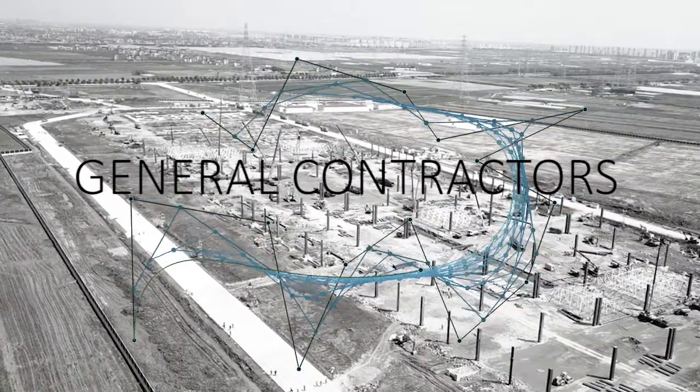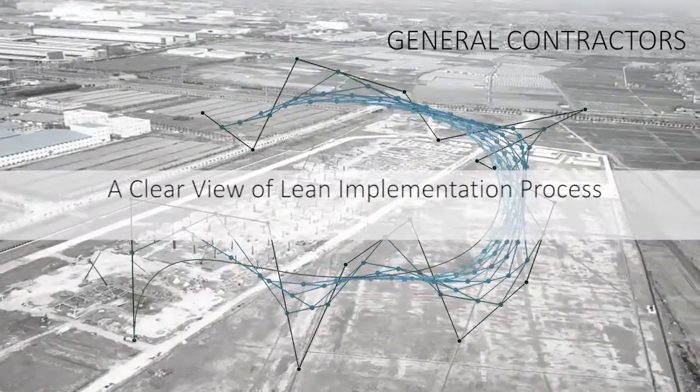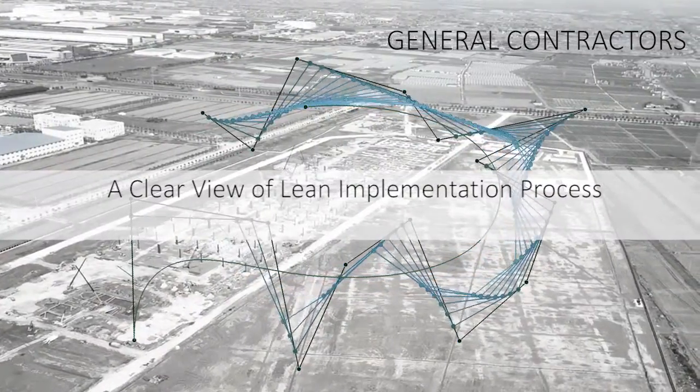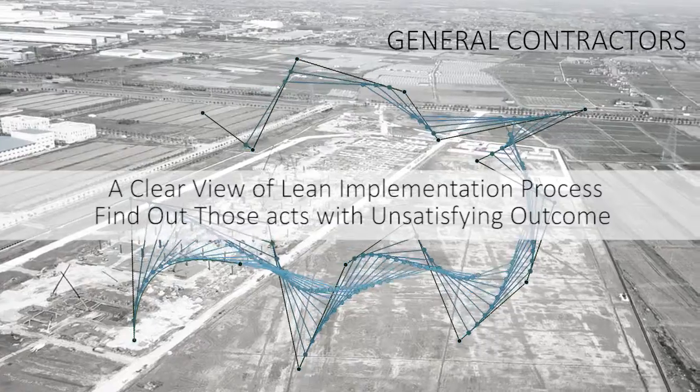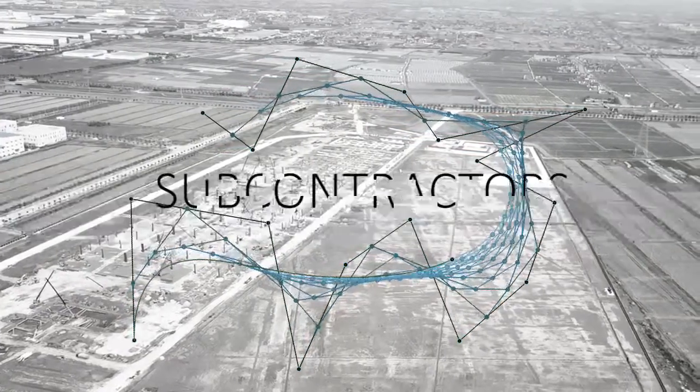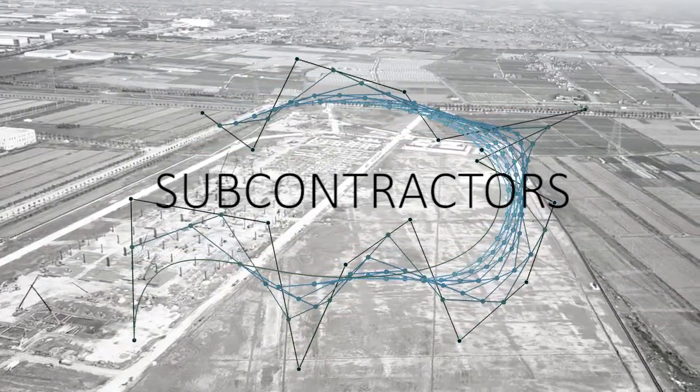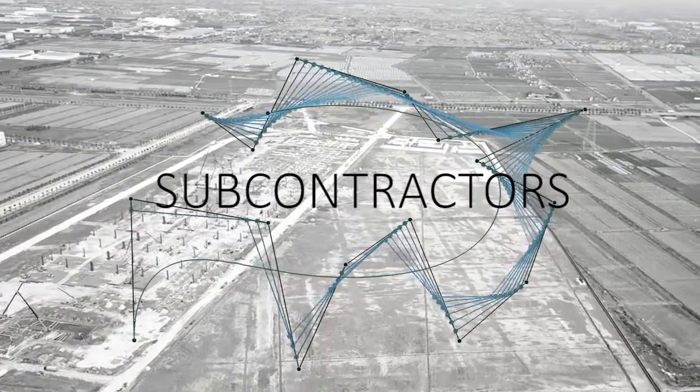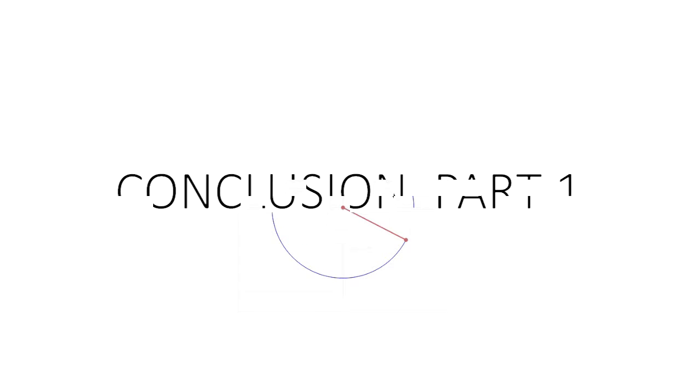Our research can help general contractors have a clear view of their Lean implementation process and find out those areas with unsatisfying outcomes. To subcontractors, it can serve as a reference and will benefit later research. Short conclusions and recommendations can be derived from model calculation.